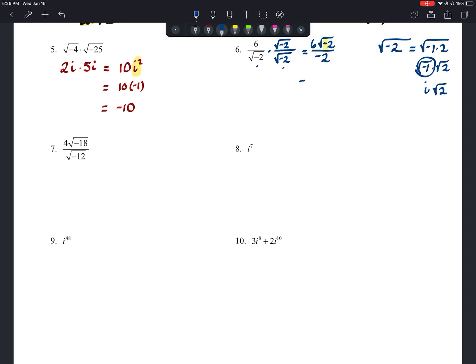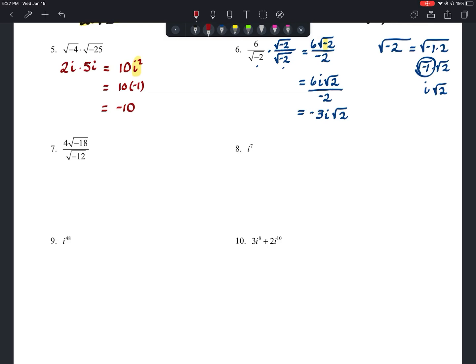Yay! So let's put that in here. We have 6i times the square root of 2, and right now it's over a -2. Well, looking at that, we can probably simplify it a little bit more. 6 and -2 have common factors there. So 6 divided by -2 is -3. So what we really end up with is -3i times the square root of 2. And we're done. Yay! Let's move on to number 7.